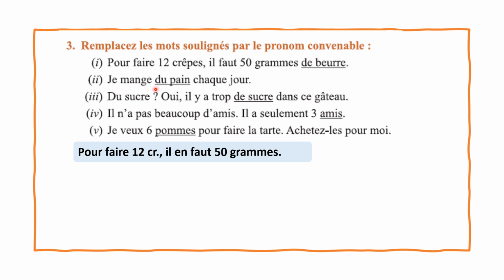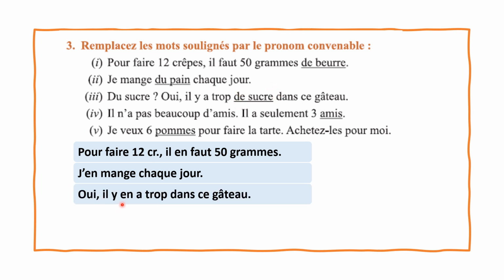The second one, je mange du pain. Du pain is just du pain. There is no number, there is no expression. Therefore, just use en. J'en mange. But the same thing here. Je is your subject. En is your pronoun. Mange is your verb. J'en mange. Alright? Third one, il y a trop. Trop means too much. It's an expression. Leave it. You only take the direct object. Il y en a trop. There's too much of it.